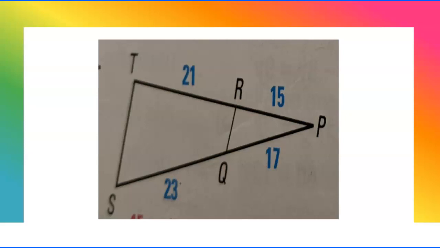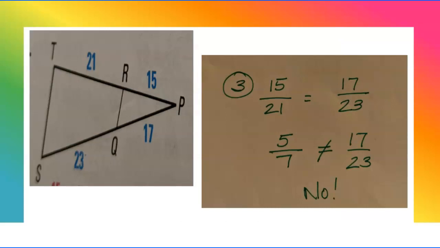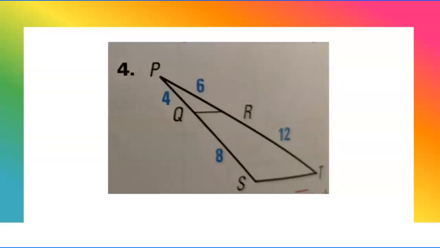Okay, if you're back, let's take a look at this one. So with this one, I am going to set it up like this. I'm going to have my 15 over 21 equals, in the smaller portion, 17 over 23. And then I'm going to go through and do any reducing that I can. Let me see, 3 goes into 15 5 times, 3 goes into 21 7 times. But this guy doesn't reduce at all, and these are not proportional. So then we cannot say that RQ is parallel to TS. All right, now try the next one.